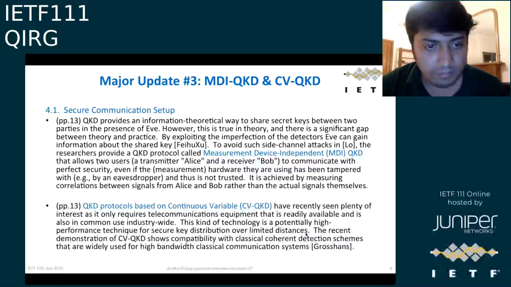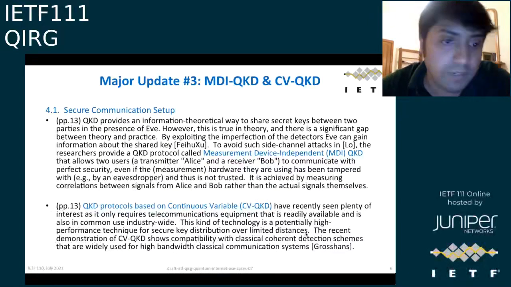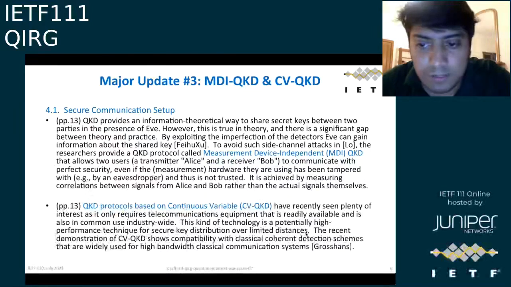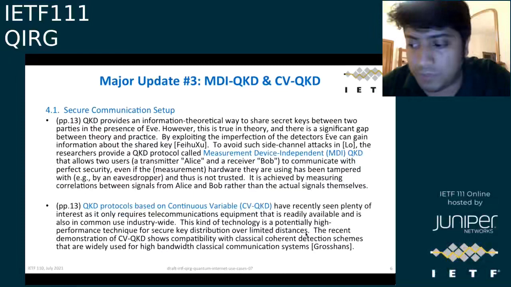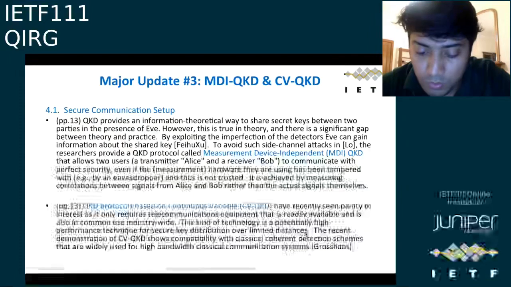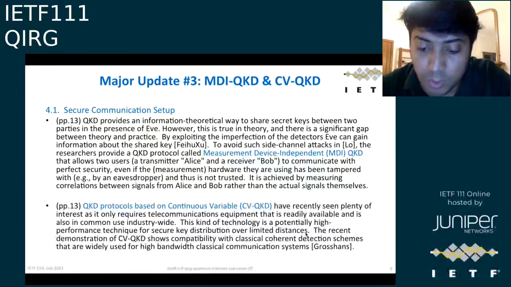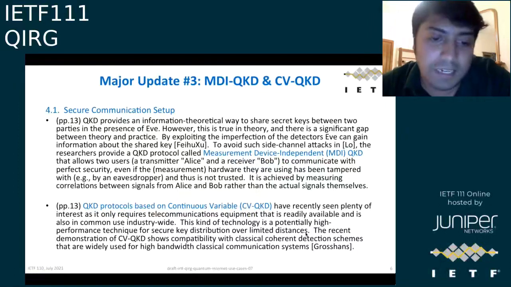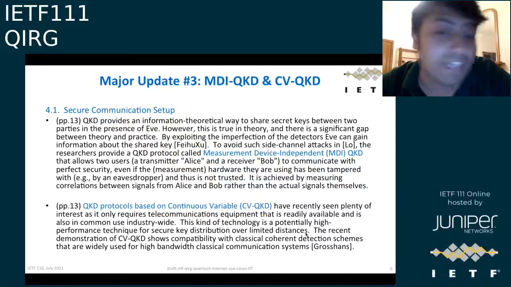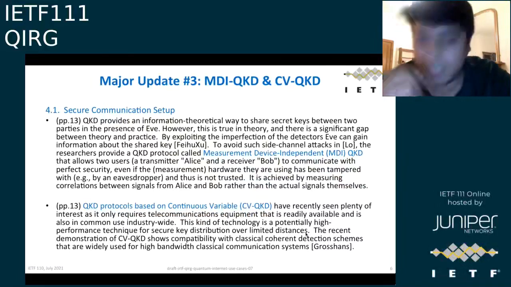Another version of QKD technology we added here on page 13 is called continuous variable QKD. It's comparatively new technology. Instead of sending a discrete quantum state, we send a Gaussian modulated coherent state. The advantage is that you can use classical communication technology right away, so it's very engineering and implementation friendly.